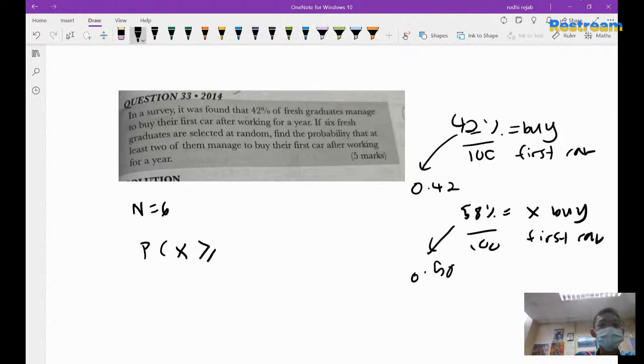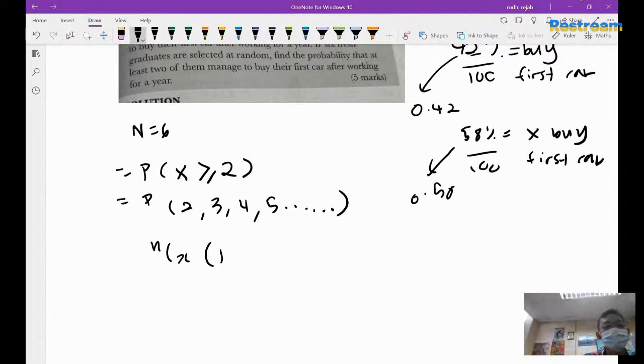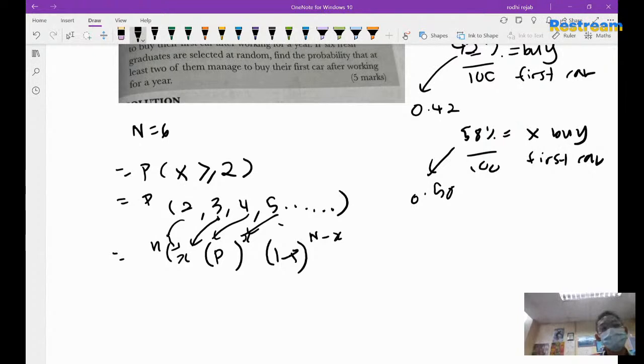Okay. So this equation means that of the graduates after 1 year, at least 2 means 2, 3, 4, 5, etc. And this will be a long process since we need to use this equation: nCx p^x q^(n-x), where q is 1 minus p. It's a long process to substitute one by one.